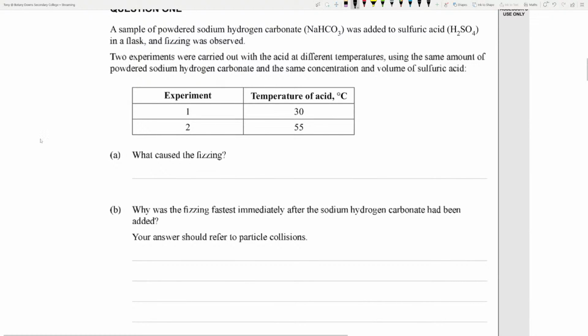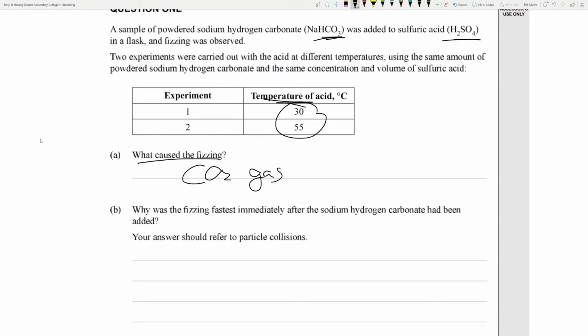So let's have a look. You got 3 factors. You got concentration, surface area, and temperature. Temperature is the hardest one, and that tends to be the one that always gets asked at the end of your examination. So this question is asking about temperature. So the first question, what causes fizzing? CO2 gas.